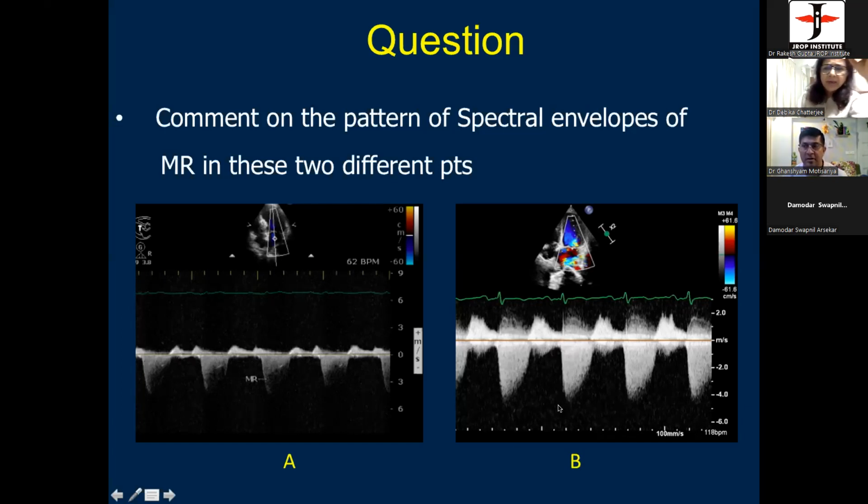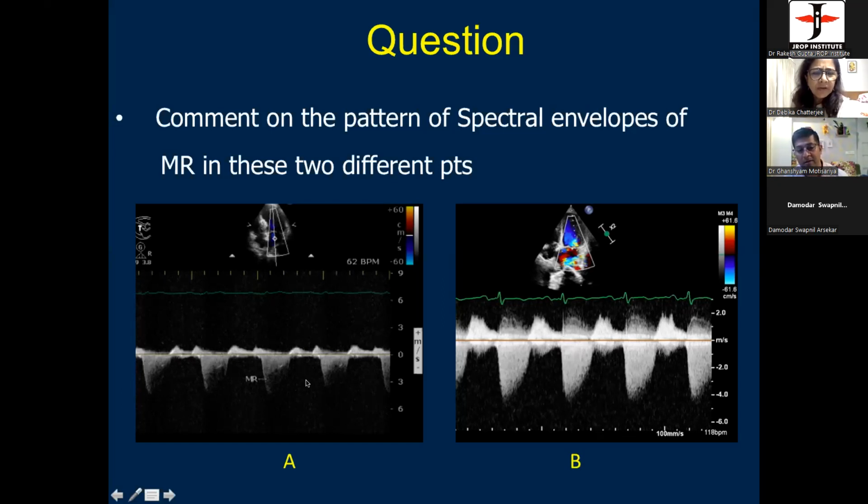Someone was telling, the acceleration time is short. Yes, and acceleration time is longer. Who is this? Ghansham. Okay, Ghansham, tell me. The acceleration time is shorter than deceleration time, so filling of left atrium is rapid. Yes, early pickup.